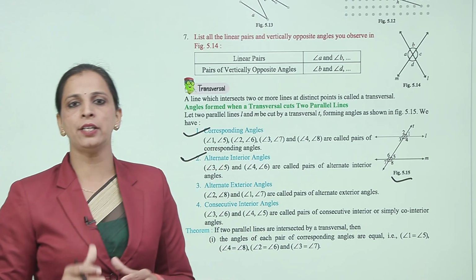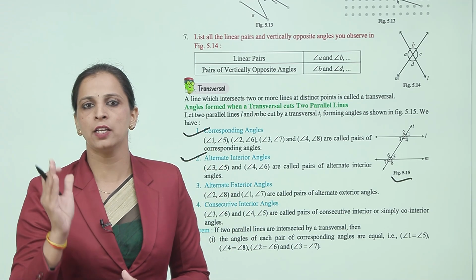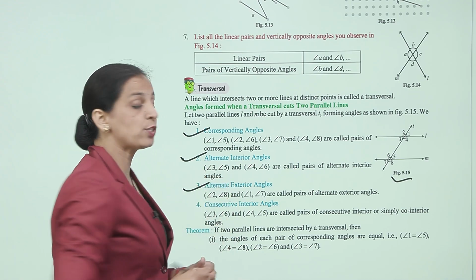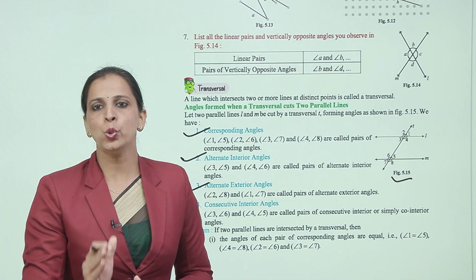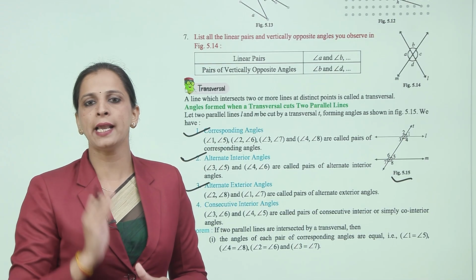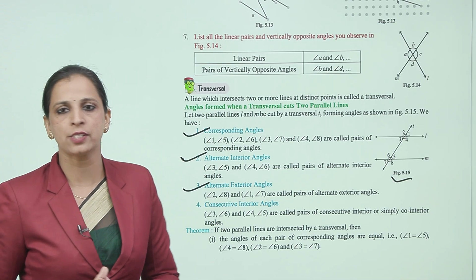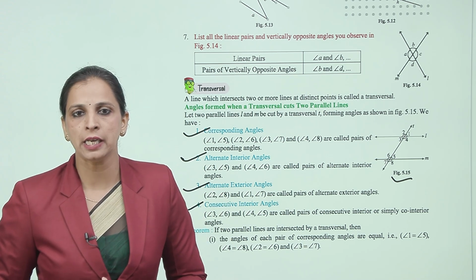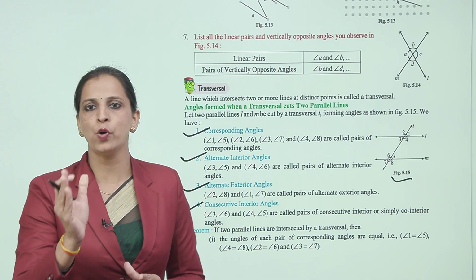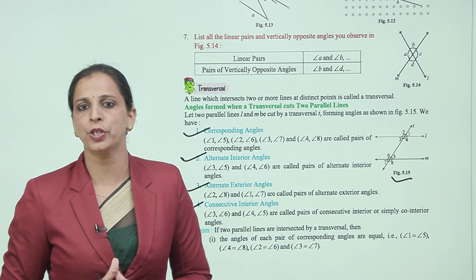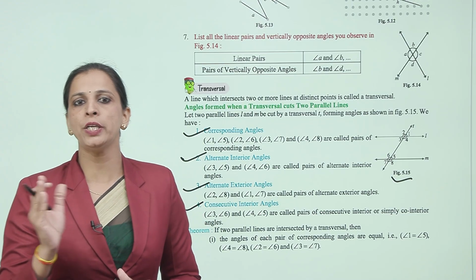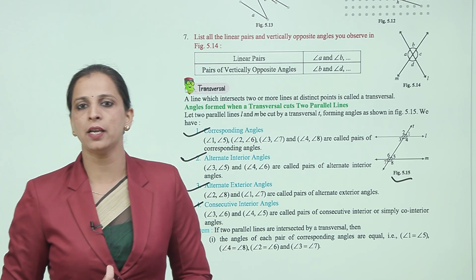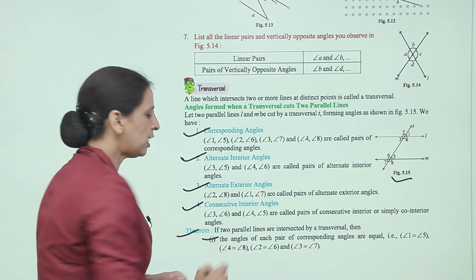Second is alternate interior angles. Angle 3 and angle 5, angle 4 and angle 6 are called pairs of alternate interior angles. Third, alternate exterior angles. Angle 2 and angle 8, and angle 1 and angle 7 are called pairs of alternate exterior angles. Fourth, consecutive interior angles. Angle 3 and angle 6, angle 4 and angle 5 are called pairs of consecutive interior or simply co-interior angles.